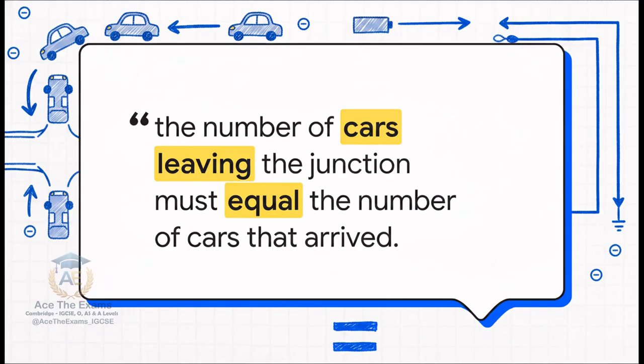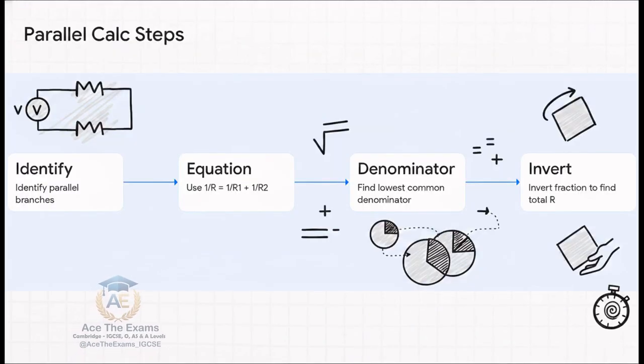Imagine cars pulling up to a junction in the road. The number of cars leaving that junction absolutely must equal the number of cars that arrived. If they didn't, we'd have a huge problem. So the total current entering a parallel junction must exactly equal the total current leaving it. This is your guiding principle for every single calculation. All right, time for our data scan challenge.